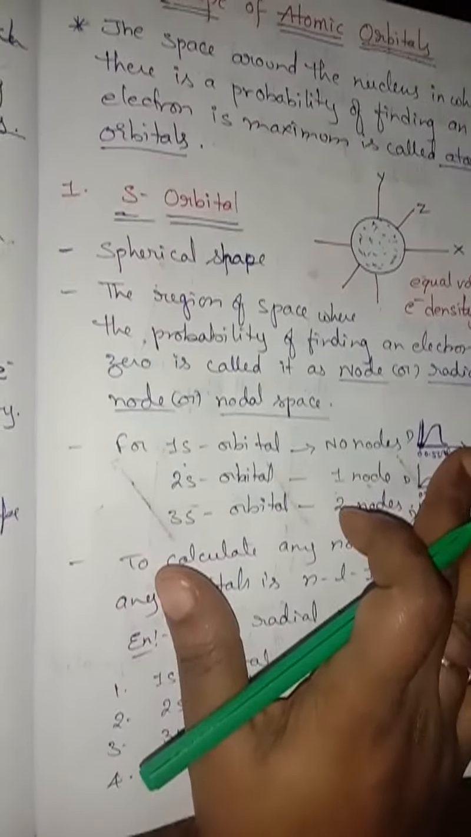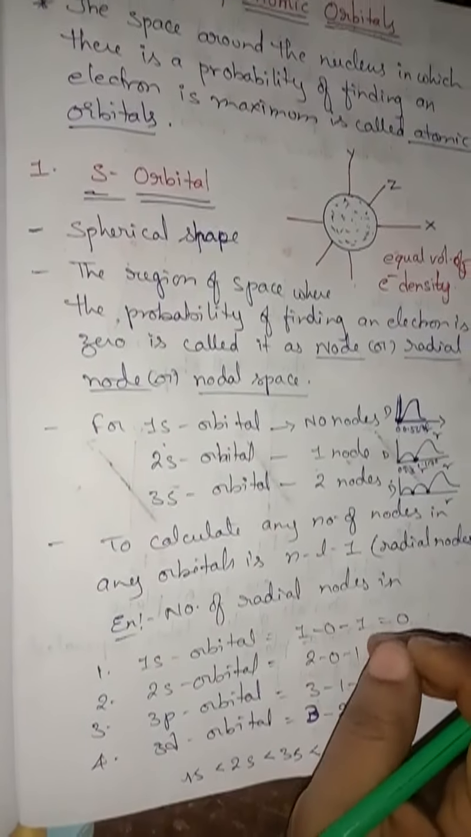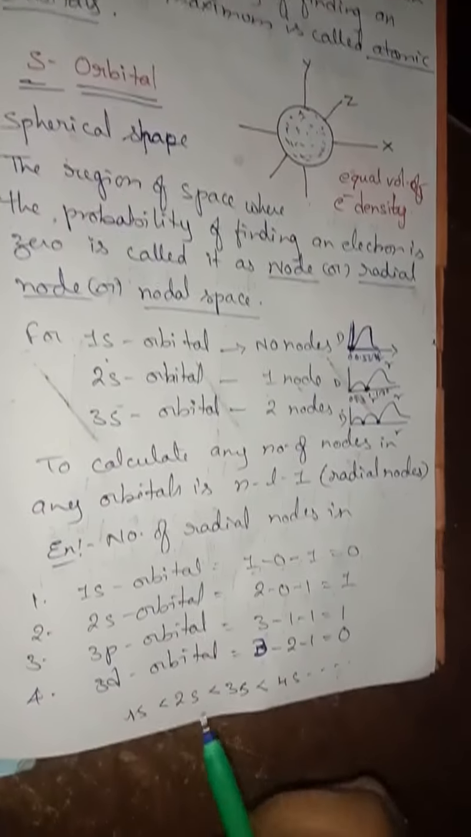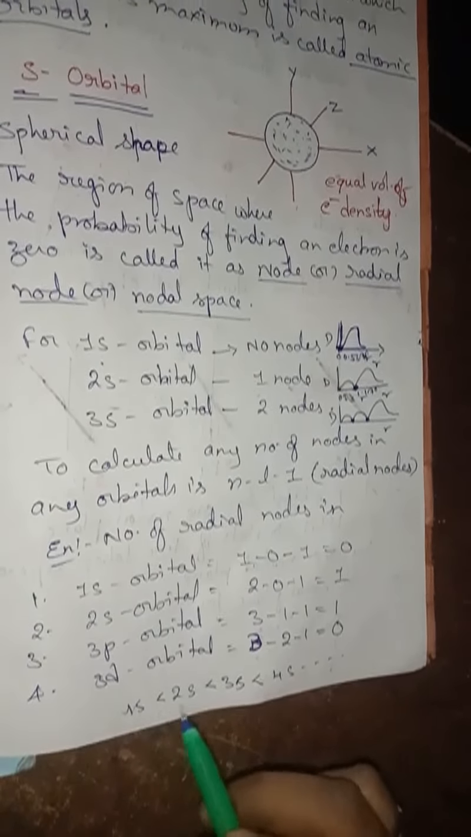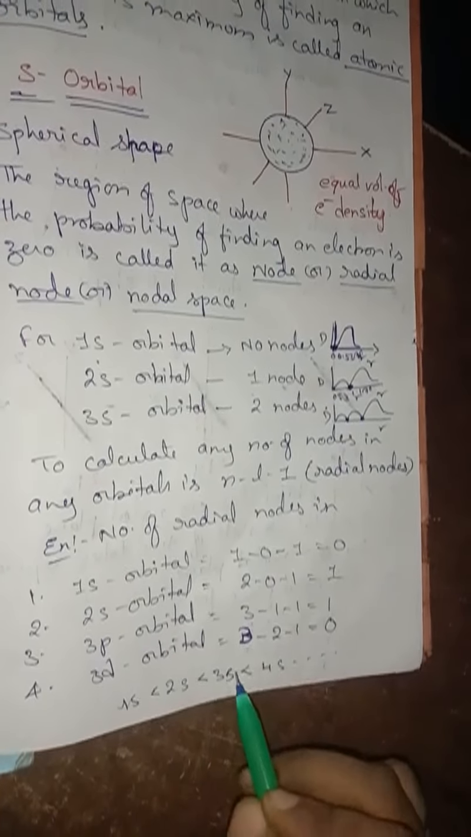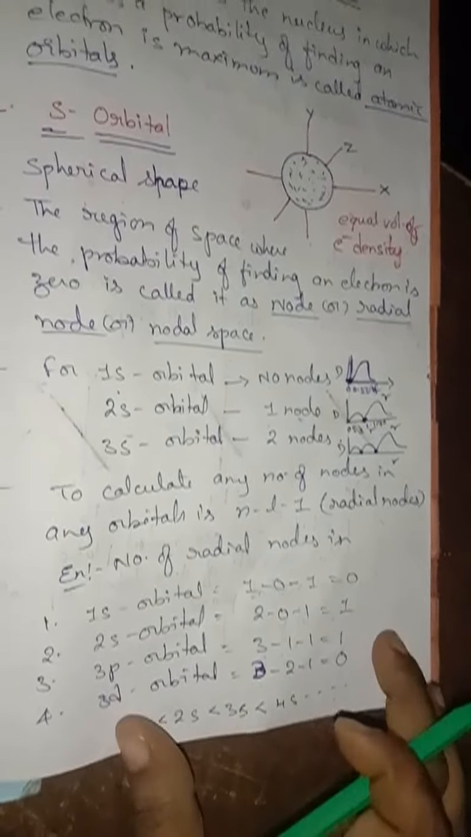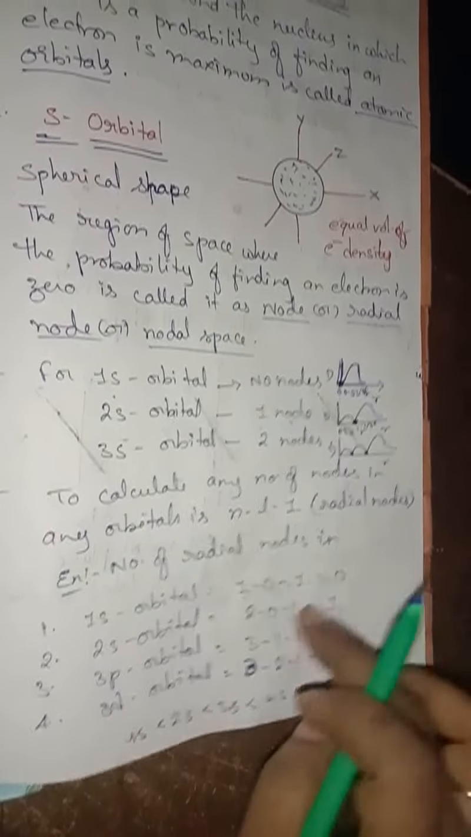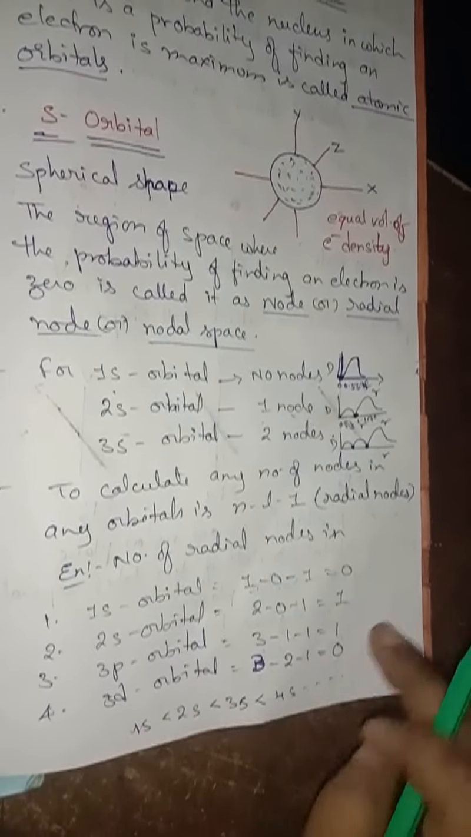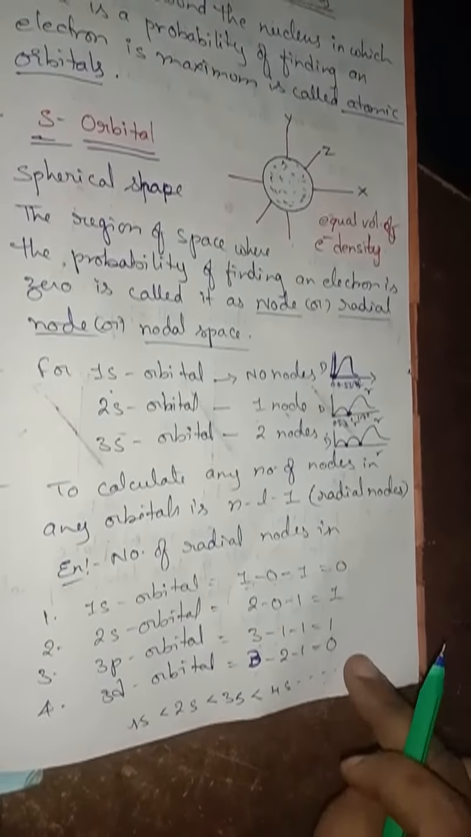The size of the orbital increases in the order 1s, 2s, 3s and 4s. What I said is that the size of the orbital increases in the order of 1s, 2s, 3s and 4s.